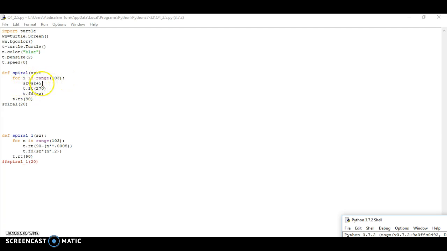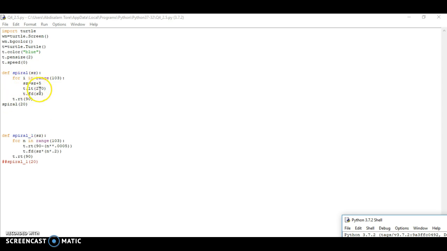Size equals size plus 5. This makes it so that for every time size goes into the for loop, it increases by 5. So if I had a size of 20, it'd be 20 plus 5 equals the new size. New size plus 5 equals the newest size.